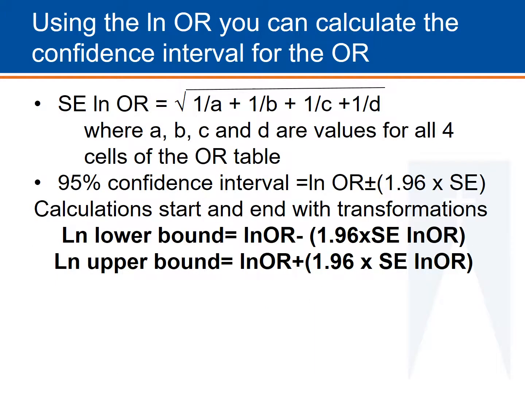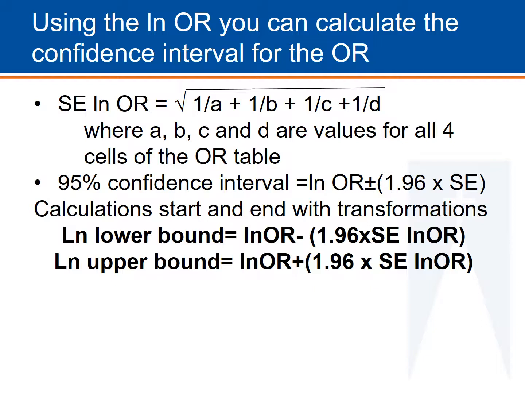The next step for getting a confidence interval is calculating the standard error. This is a simple formula in the worksheet. The standard error is based on the 4 values from your 2x2 table and your odds ratio. So you can take the inverse of those 4 numbers, A, B, C, and D, and then add up all of those 4 values, the inverse of those values, and then take that number and get a square root. This is the standard error of the natural logarithmic function of your odds ratio.